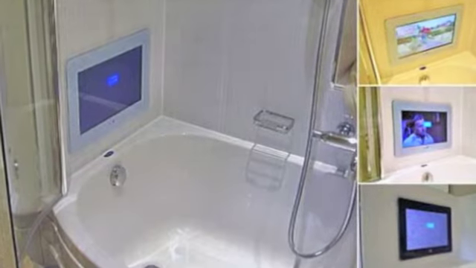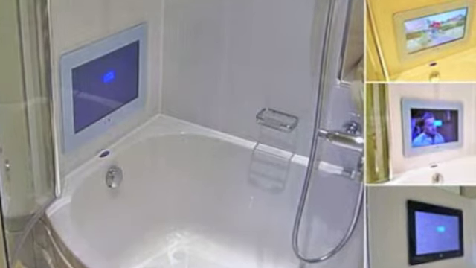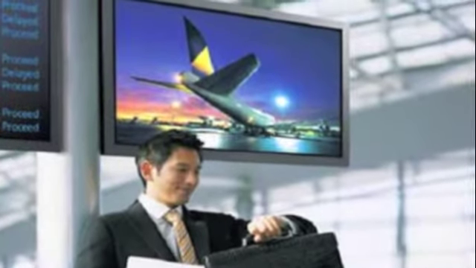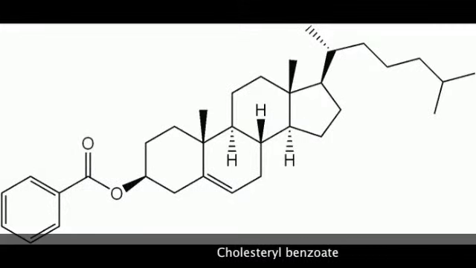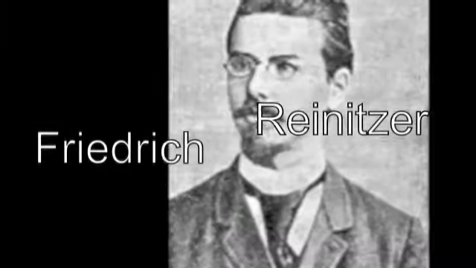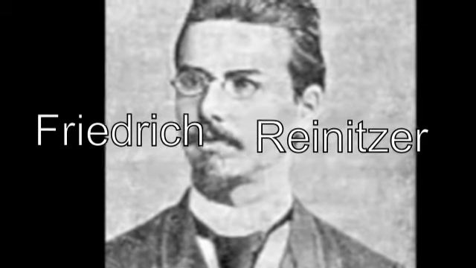LCD, or liquid crystal displays, are everywhere today. But did you know the technology behind LCDs was discovered over 100 years ago? Cholesterol benzoate is a material discovered in 1888 by Friedrich Reinitzer. It changes state from cloudy to clear between 145 degrees and 179 degrees. This state is known as a mesophase, the period between changing from a liquid to a solid.